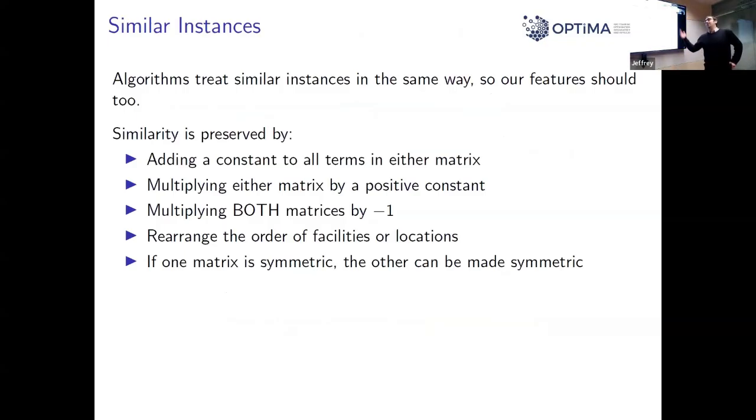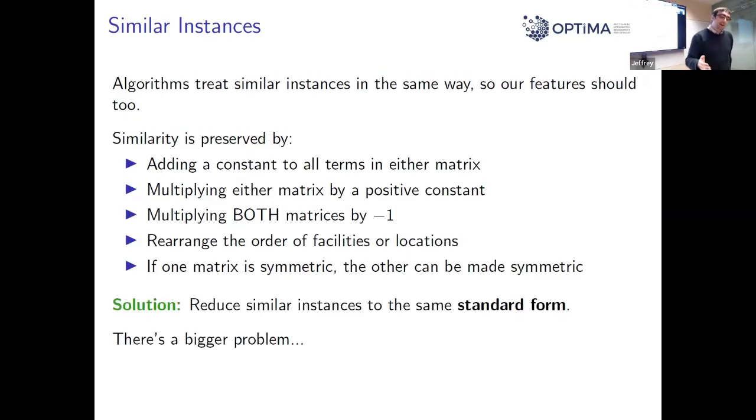So, yes, we have a definition of what similar means, but what kinds of instances are similar? Like I said, if you multiply your distances by a positive constant, it doesn't make any difference. Multiply flows by a positive constant, doesn't make any difference. If you add 1 to all of the distances, what that's going to do to every single cost of every possible solution is just add the sum of the flows. And vice versa, add 1 to all the flows, you add the sum of the distances to the cost. Again, doesn't really make much difference. And so all of these are fairly straightforward to deal with.